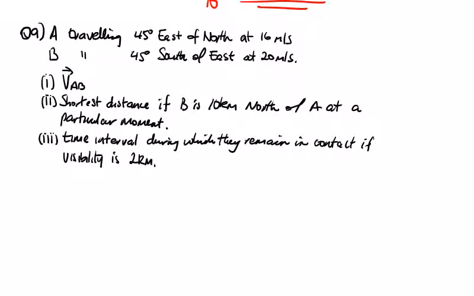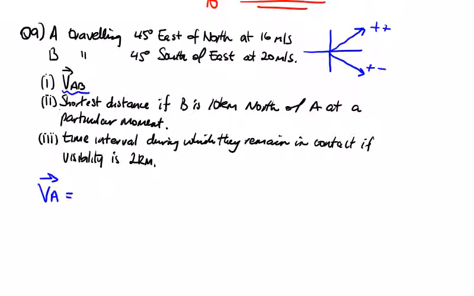Question 9. A is traveling 45 degrees east of north, and B 45 degrees south of east. So we have positive, positive, and we have positive, negative. So we look at the velocity of A first. We're going to be looking at the velocity of A relative to B, and then the shortest distance, and then the time interval, the same kind of questions we've been looking at already.